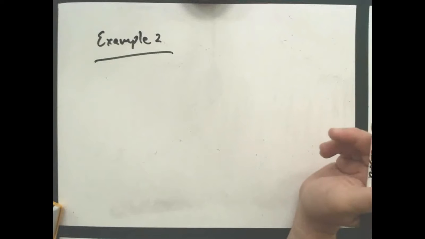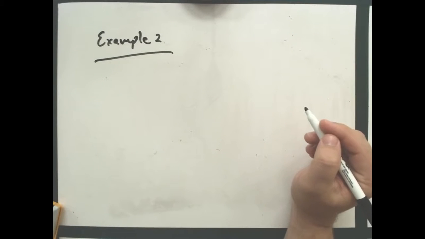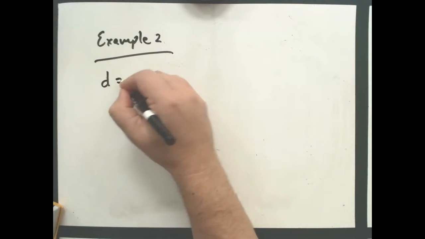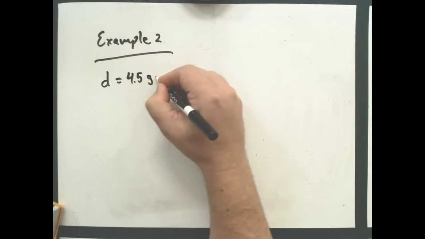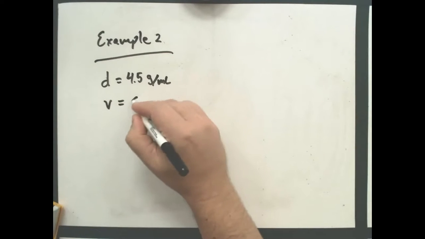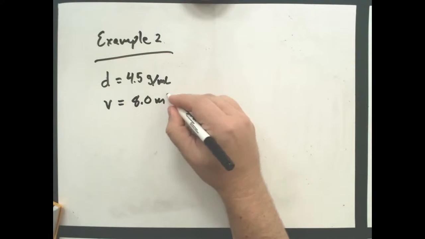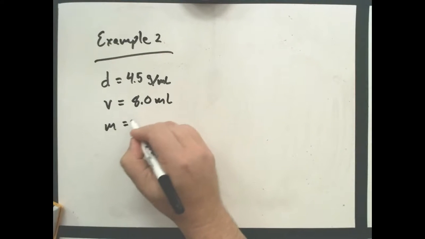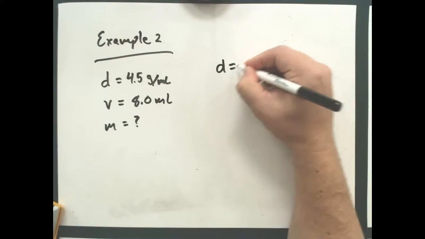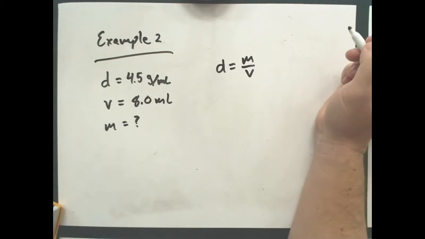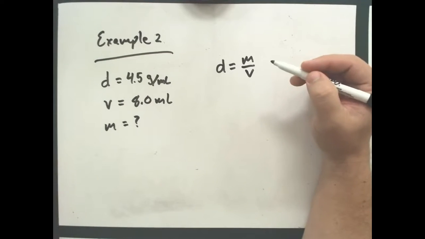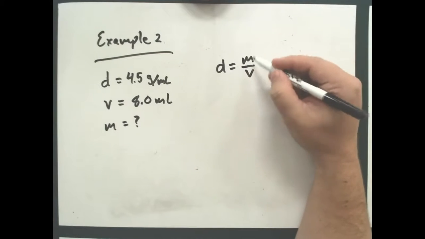All right, so example 2 in your notes says a sample of a substance has a density of 4.5 grams per milliliter. So I have a density of 4.5 grams per milliliter and a volume of 8.0 milliliters. What is the substance's mass? All right, so I'm going to still start with my first equation of density equals mass divided by volume. You'll notice that each one of these I'm writing it a slightly different way because I want you to see all the different ways that this can be written and still be mathematically correct. So your density equals your mass divided by your volume.